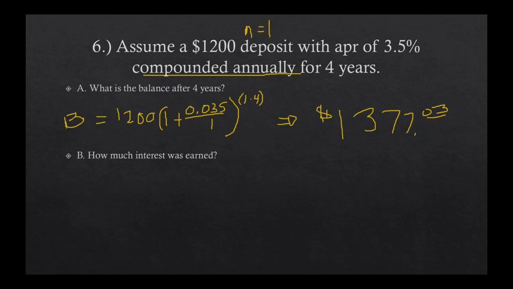Okay, now let's go to B. If we know that we started with $1,200, that was our initial deposit, and we ended with $1,377.03, how do we figure out how much interest was earned? Think mathematically here.